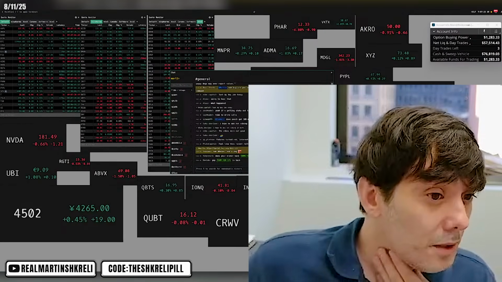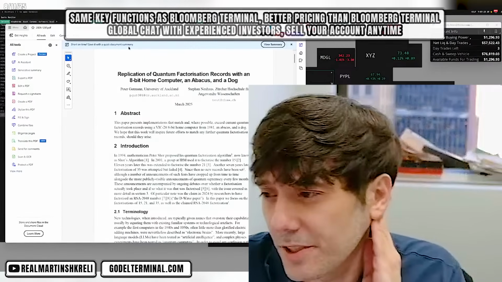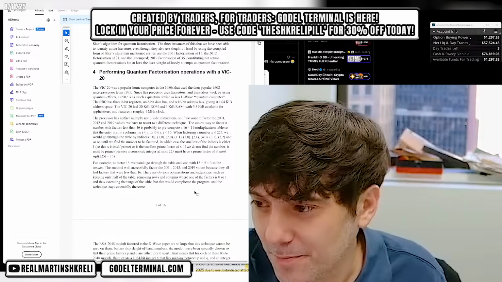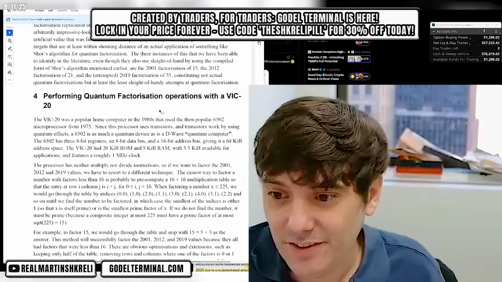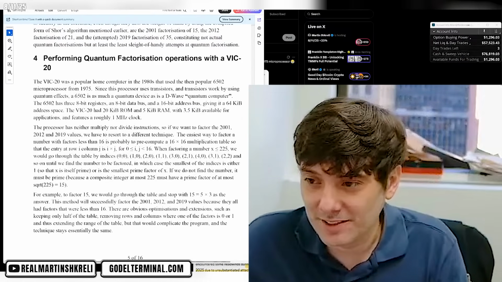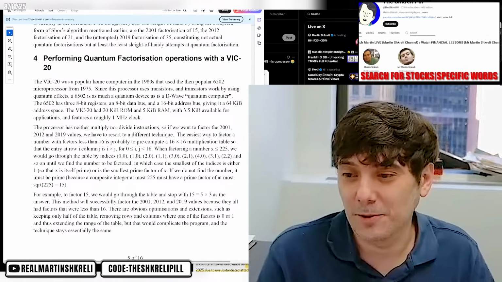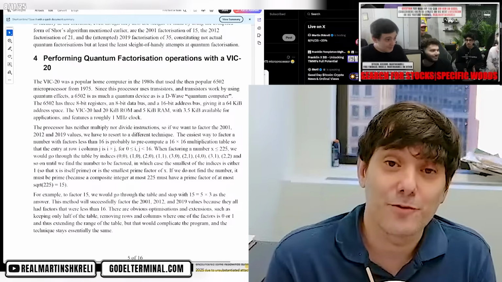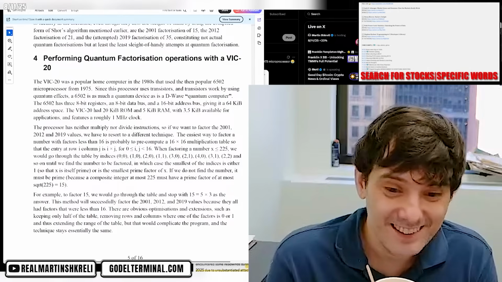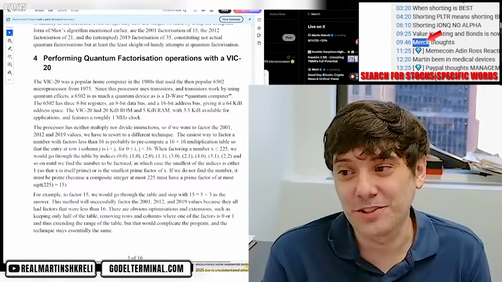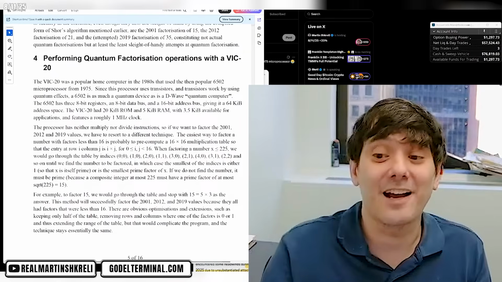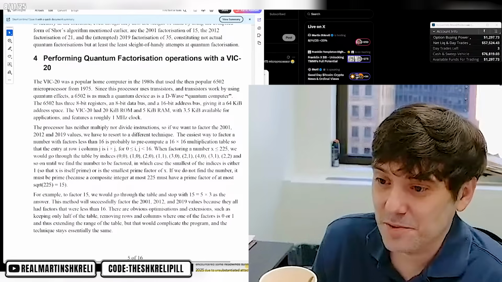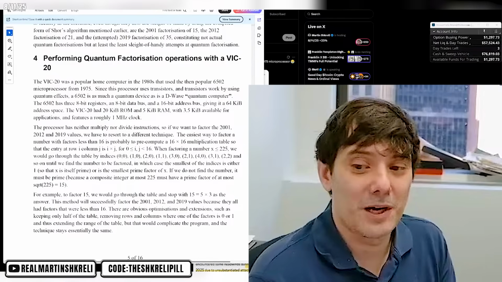Really funny paper published out there. Replication of quantum factorization records with an 8-bit home computer, an abacus, and a dog. So they did this, it's great. You guys will love this. The VIC-20 was a popular home computer in the 1980s that used the then popular 6502 microprocessor from 1975. Since this processor uses transistors and transistors work by quantum effects, that is true. You get the PN junctions. A 6502 is as much a quantum device as is a D-Wave quote-unquote quantum computer.